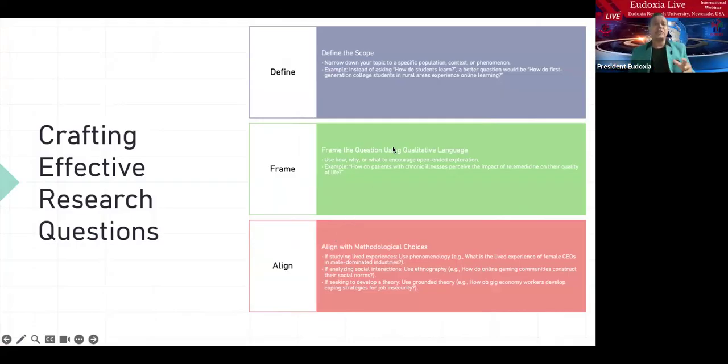That is, define the scope. Go first with the bigger picture, then narrow down your topic to a specific construct or one phenomenon. You have to narrow it down. I have given an example also. You can go through it later with my slides and this video.